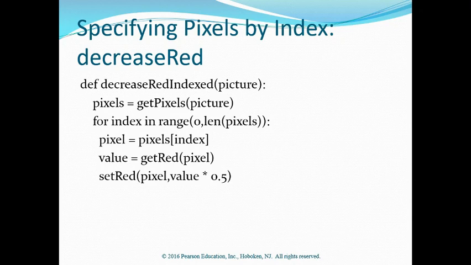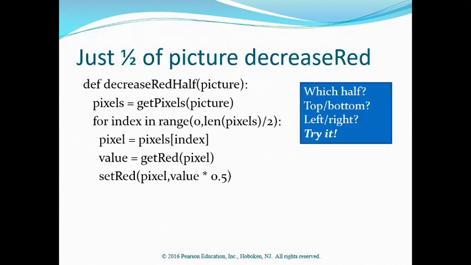So we can also go through each pixel. We can grab the pixel at the index value, and we can do the exact same thing that we did previously. But instead of getting a for object in, where we're actually getting the pixel, this is actually going for index in range from 0 to the length of the pixels, and it's returning the index instead. So you can try to decrease the red indexed version instead. It does something similar like we saw prior. So just half of the picture decreased red.